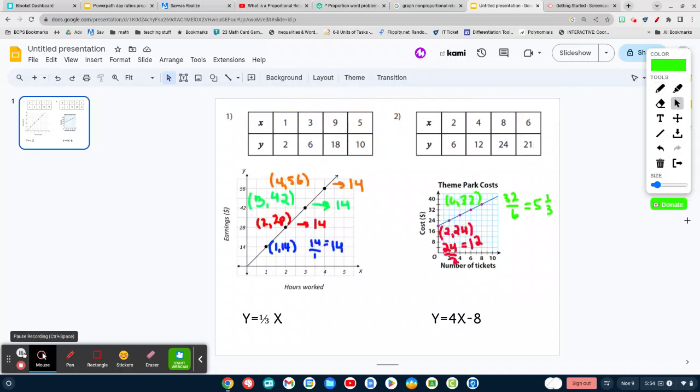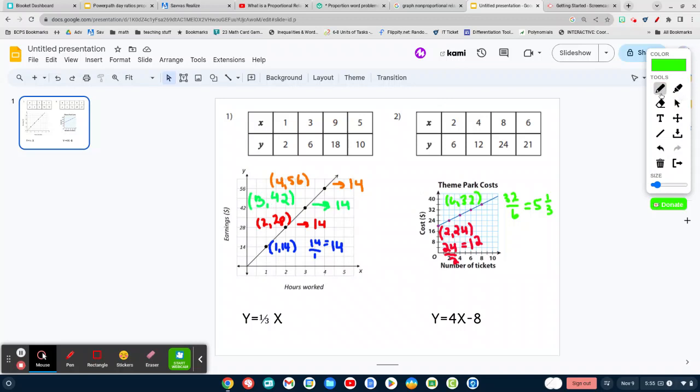All right, here we're going to look at a couple graphs and look at what makes it proportional versus not proportional. So you can see here I've labeled my ordered pairs as I go up this line: (1,14), (2,28), (3,42), and (4,56). And I simply did y divided by x, just like I did on the table. And every single time along this line, I got 14. 14 divided by 1, 28 divided by 2, 42 divided by 3, and 56 divided by 4 is always 14.